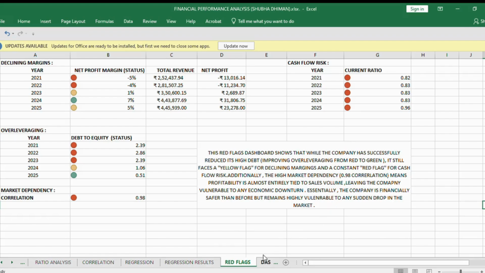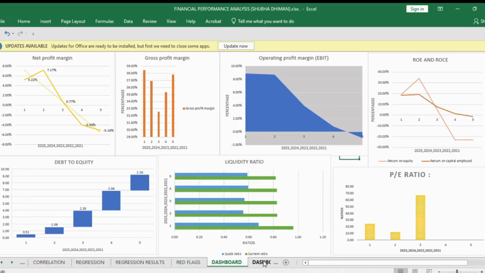Now, moving to my dashboard. This is my primary visual dashboard. I created these charts to provide a high-level view of the company's performance. You can see the trend line in net profit margin and gross profit margin over the 5 periods. I also included a liquidity ratio bar chart and a debt to equity chart to visualize and monitor risk levels.